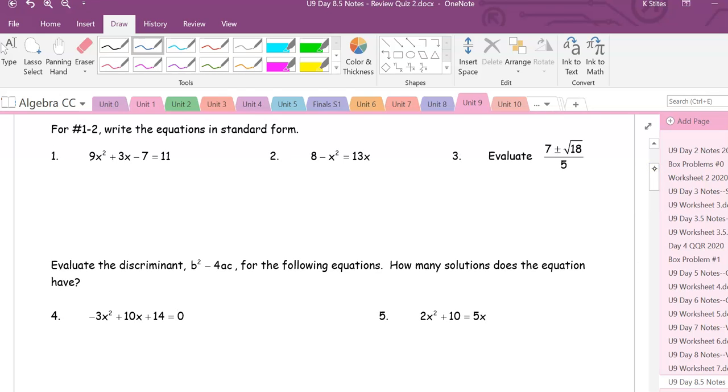All right, the first thing we're going to do for numbers 1 and 2 is we're going to put our equations in standard form. And remember, standard form looks like this: ax squared plus bx plus c, and then we're going to have an equals 0 at the end.